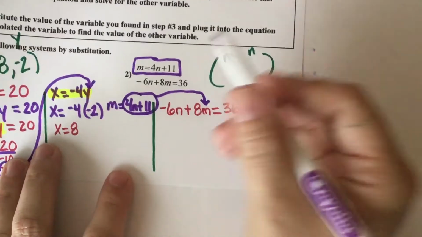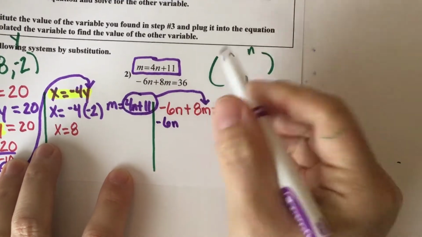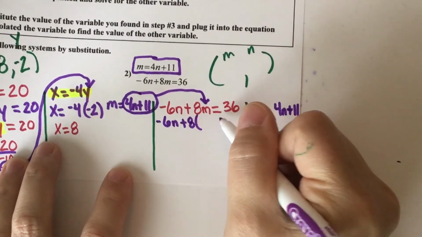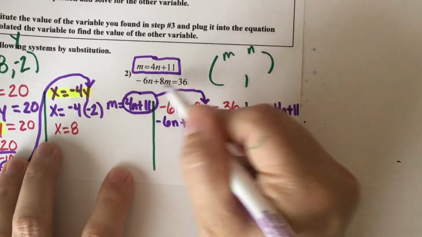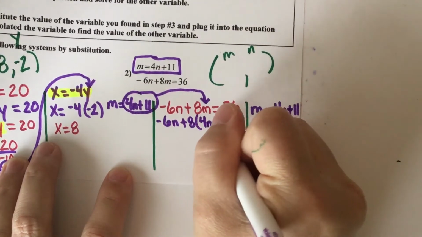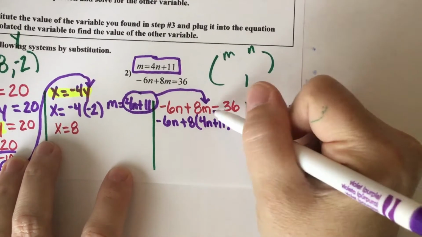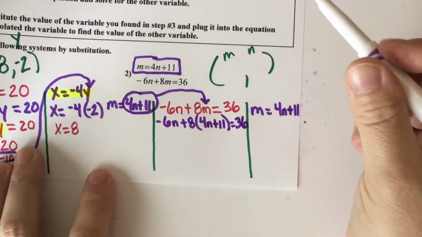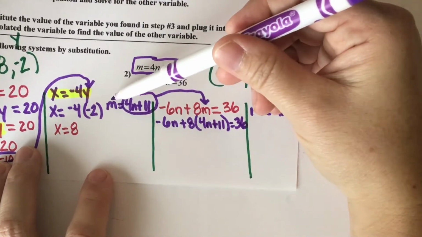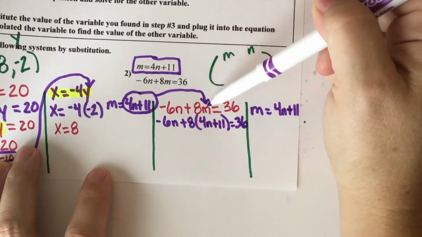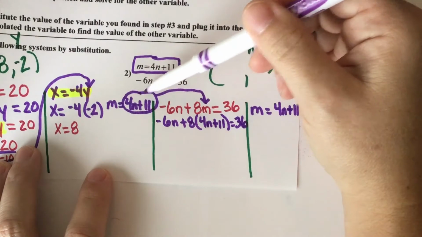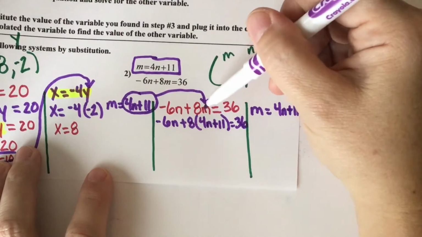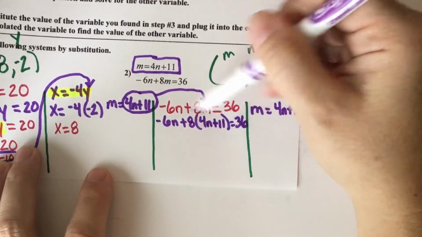Okay, so I'm going to bring down the negative 6n. I'm going to bring down the plus 8. But where the M is, I need to slap parentheses down and I need to plug the 4n plus 11 into it. So 4n plus 11, and then bring down your equals 36. Oh, I got to write tiny. So since this said m equals, I took what m equaled and I plugged it into the m. If it would have said n equals, I would have put it into the n. So you have to pay attention to what letter this is. Okay, so now remember wherever that variable is, you need to slap parentheses down when you plug it in.